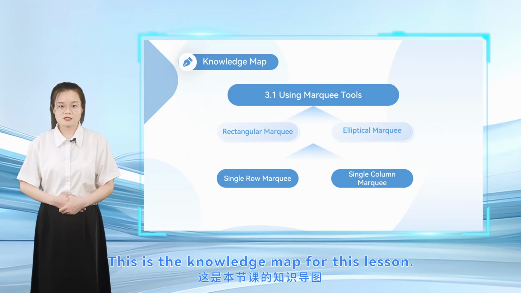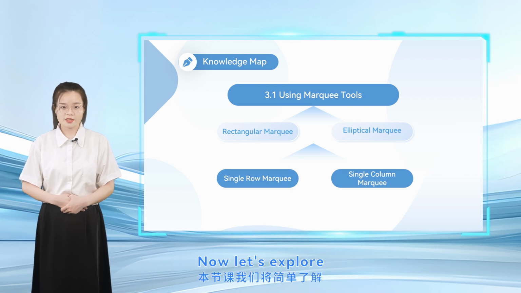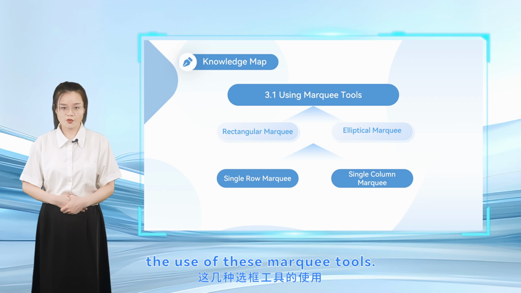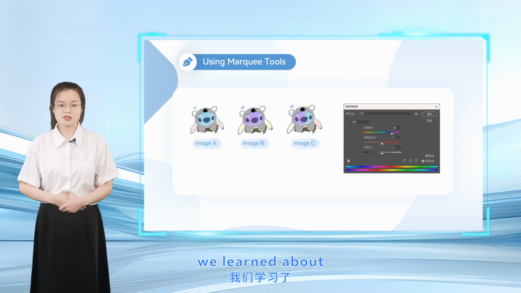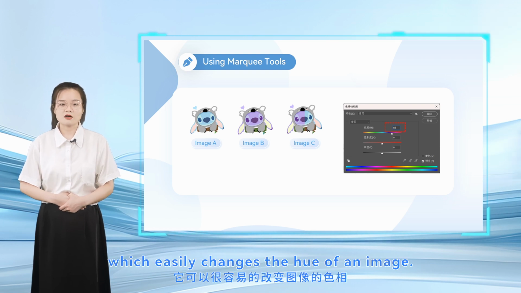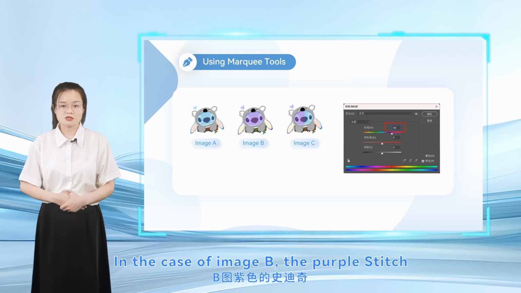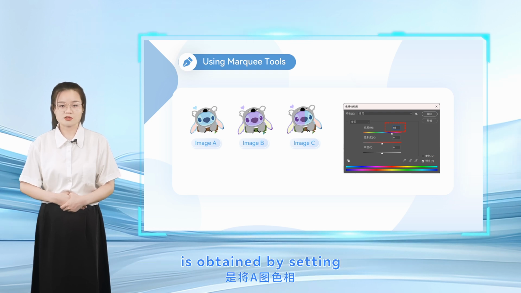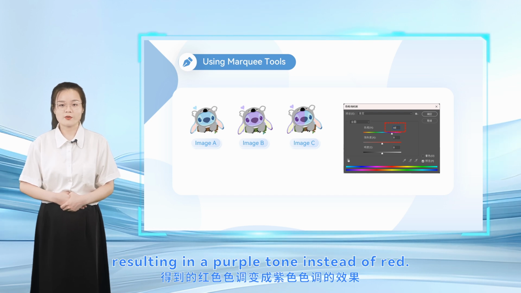This is the knowledge map for this lesson. Please take a look. Now let's explore the use of these marquee tools. In the previous lessons, we learned about the hue saturation adjustment tool, which easily changes the hue of an image. In the case of image B, the purple stitch is obtained by setting the hue change value of image A to 60, resulting in a purple tone instead of red.